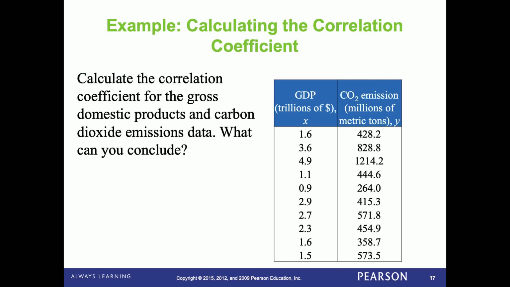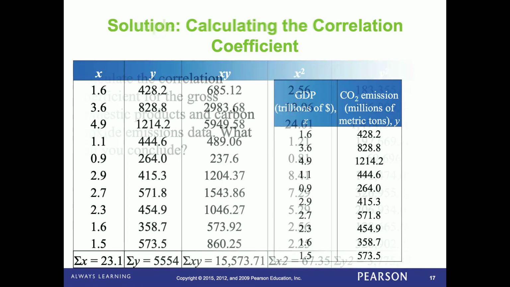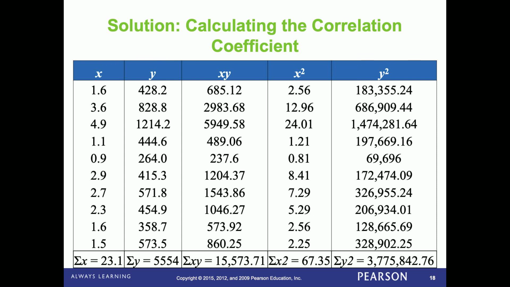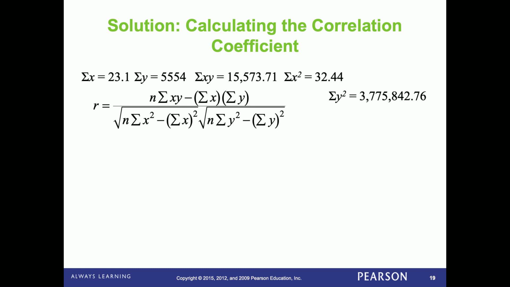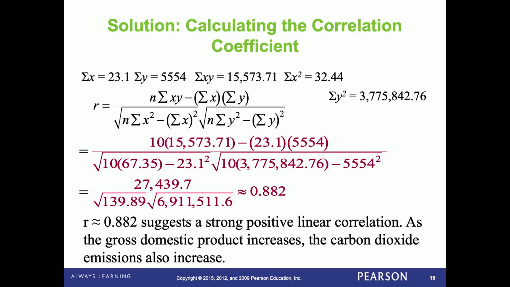So if we did this with an Excel spreadsheet, this is what we do. There's all your x's, there's all your y's. You take the two columns, you multiply them together and add them up. Then you take the first column and square it, add them all up. Take the second column, square them, add them all up. Then you'd plug it into this nasty formula, and you'd end up with an r of 0.882. And 0.882 suggests that there's a strong positive linear correlation.